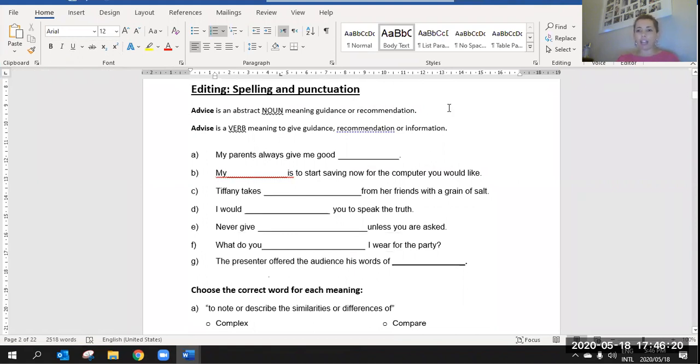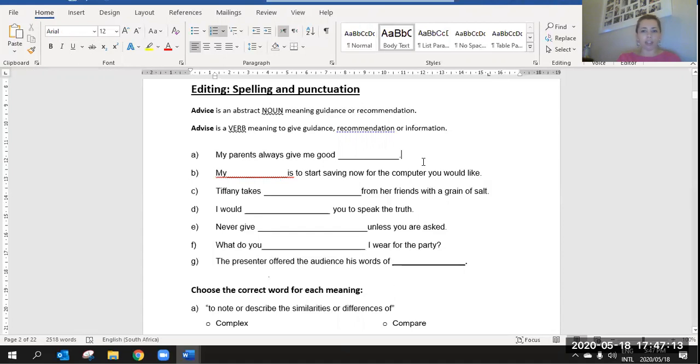Here, it was specifically looking at the homophones, advice and advise. These two sound very similar, and their meanings are related. However, advice with a C is a noun that means guidance or recommendation. Advise with an S is a verb, meaning also to give guidance, recommendation, or information. So when the word is a verb in a sentence, when it is an action, then we use advise with an S. But more commonly, we use advice with a C, which just refers to the abstract noun advice. It is just a thing that is imparted.